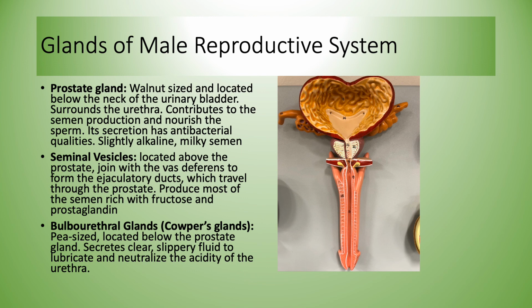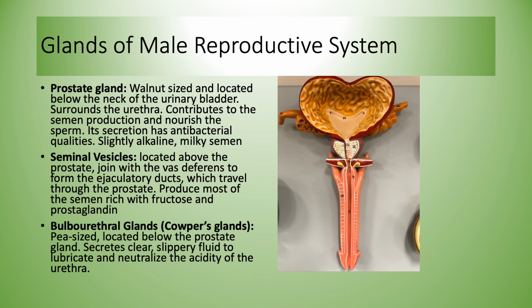Seminal vesicles, located above the prostate, join with the vas deferens to form the ejaculatory duct. The secretion of the seminal vesicle is rich with fructose and prostaglandin. Fructose is a good energy source for the sperm, and prostaglandin has a role to contract the vaginal wall during intercourse, helping the sperm in their journey.